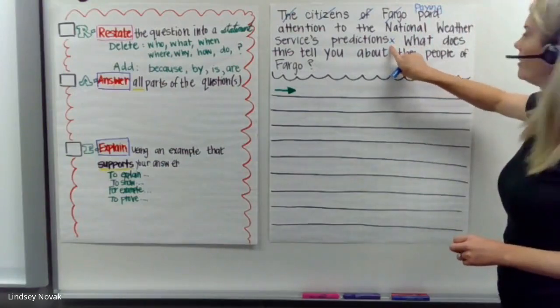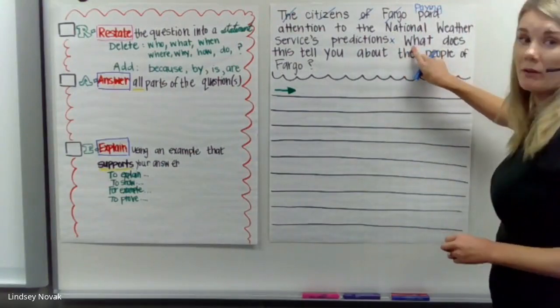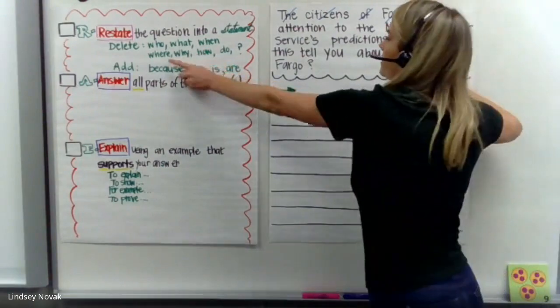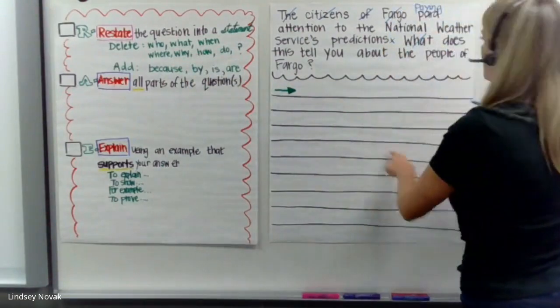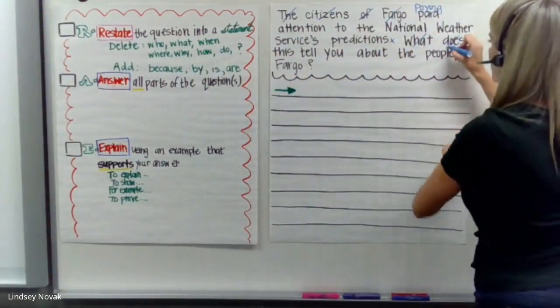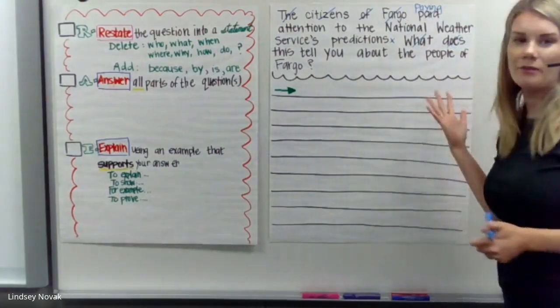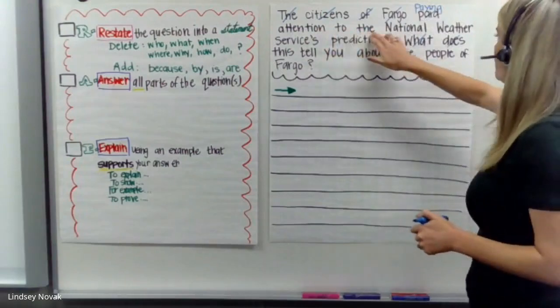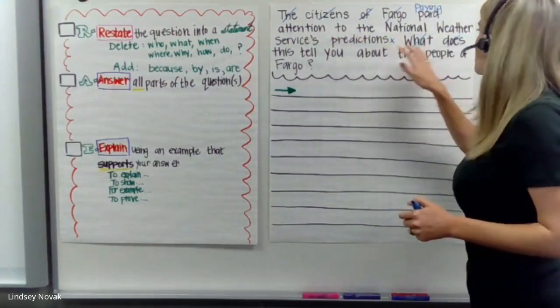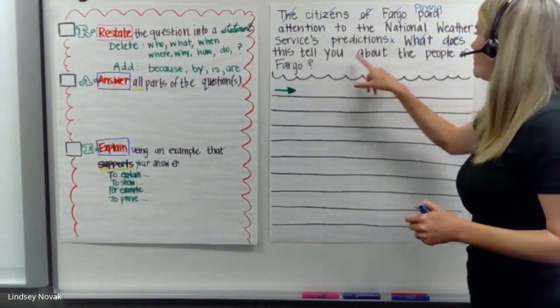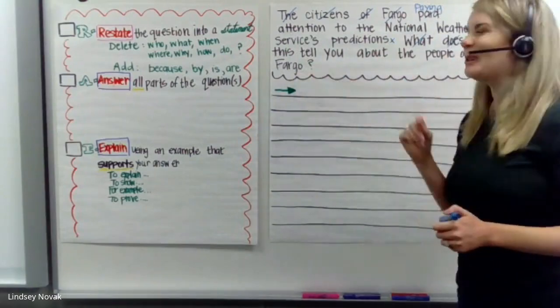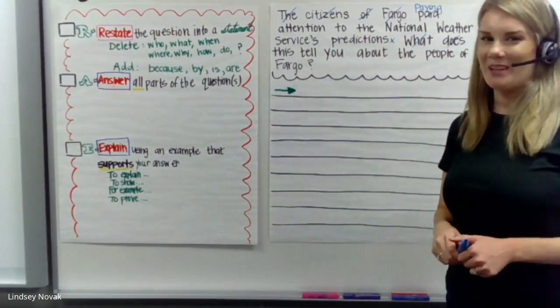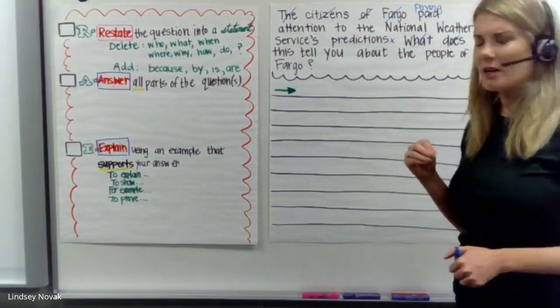I don't need that. I see a what word right here. I'm going to get rid of this what word. I see a do or does word. I'm going to get rid of that. And let's see what I have so far and see if it makes sense. Paying attention to the National Weather Service's prediction. This tells you about the people of Fargo. That doesn't really make sense. I feel like I need to delete some more.